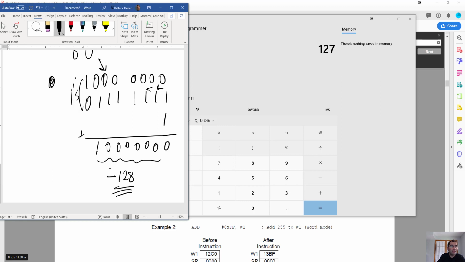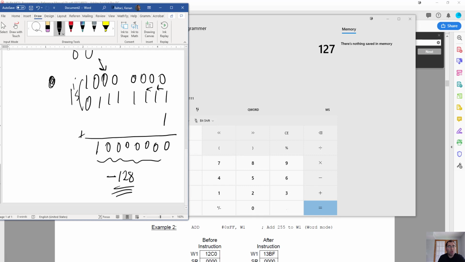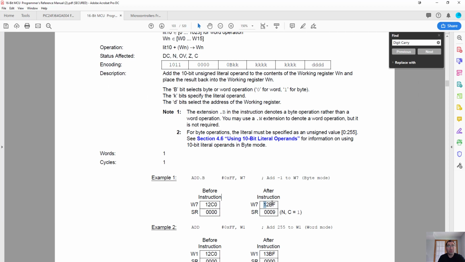This is 128. But again, this represents negative 128. And in hexadecimal, if it's a byte, 80 represents negative 128. So that's why we have the negative flag raised here.